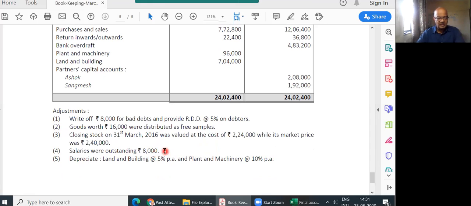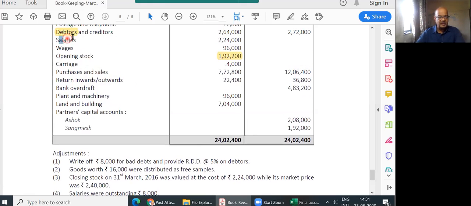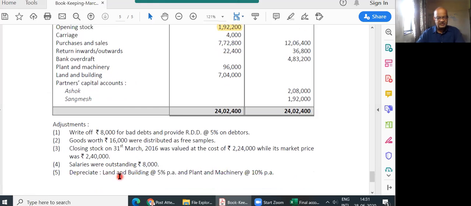Salaries were outstanding 8,000. The outstanding is still to be paid. So it will be added to salary, and the second effect, it will go in the liability side of the balance sheet. Depreciate land and building, and plant and machinery. So they will be deducted from the asset, and second effect, it will go in the debit side of P&L account. These two adjustments we are not marking.